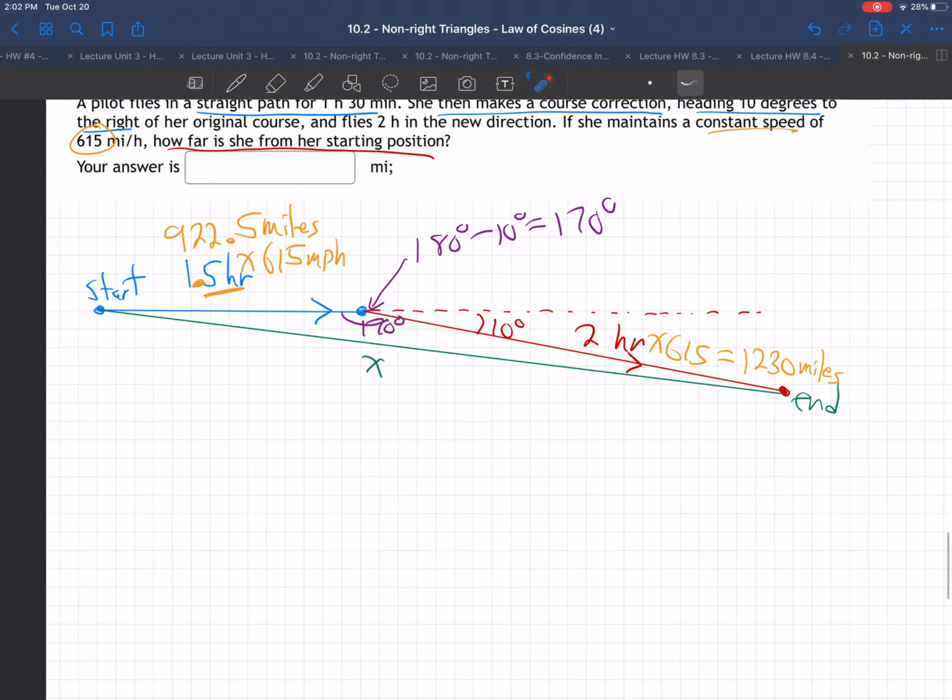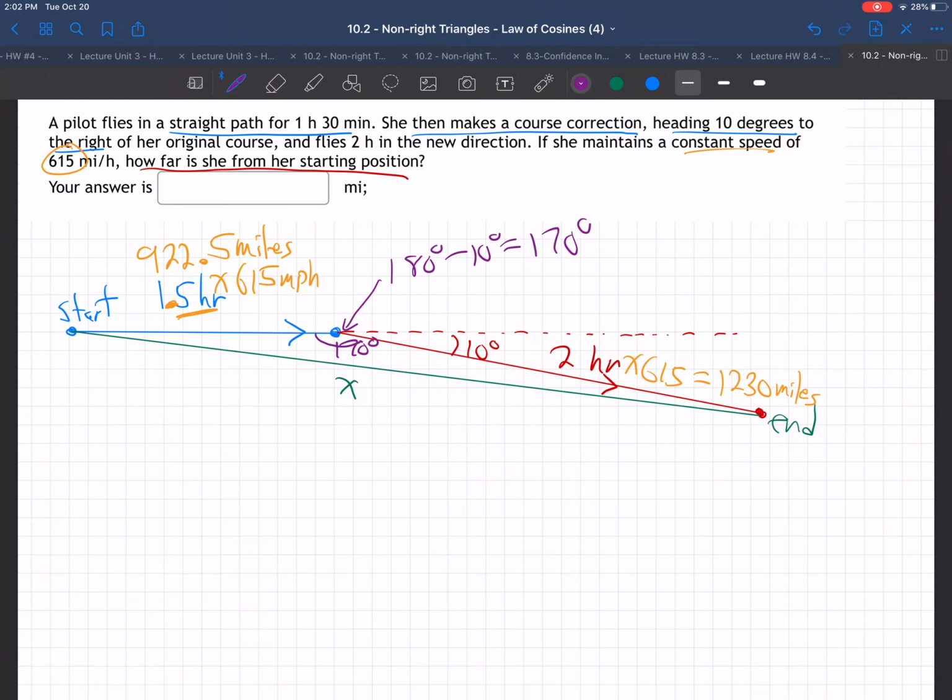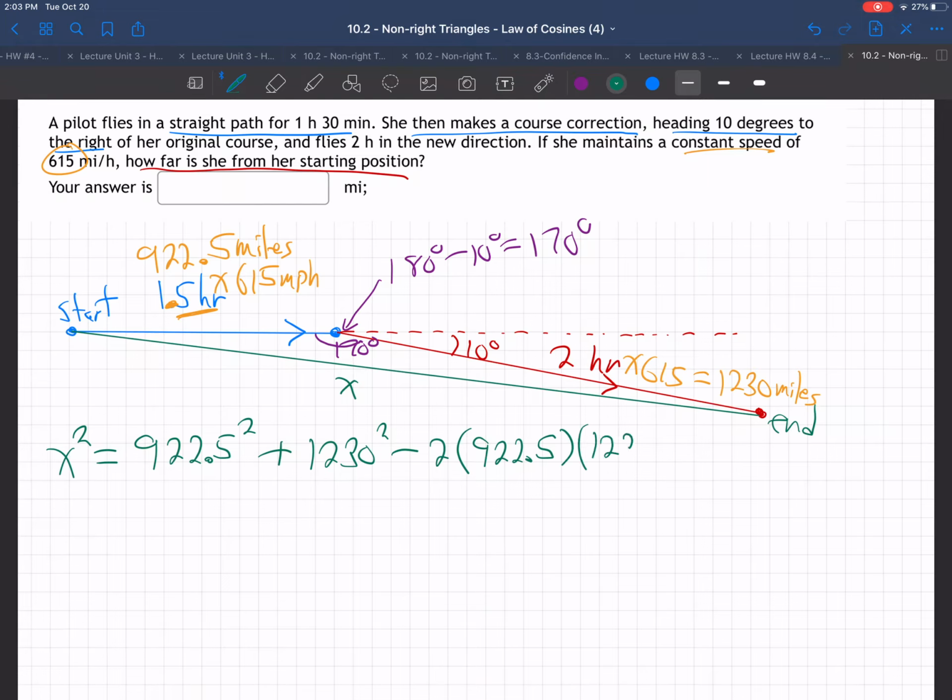So we go down here and we go, okay. The law of cosines tells us that x squared is the other two sides squared, 922.5 squared plus 1230 squared, minus 2 times one of the sides times the other side times the cosine of the angle in between, 170 degrees. So there we go. Hit the buttons on your calculator for all of that. Do you see we have to use the law of cosines here? We can't use the law of sines because we don't have any side and its opposite angle.